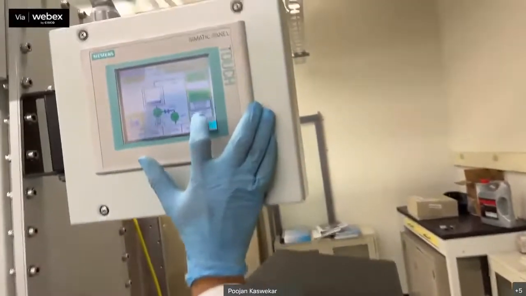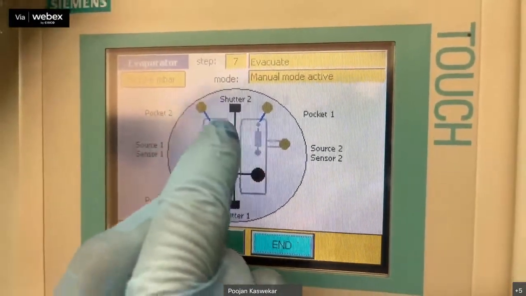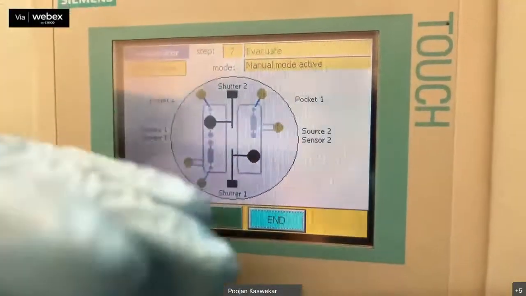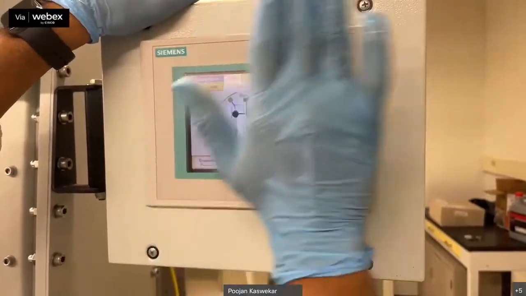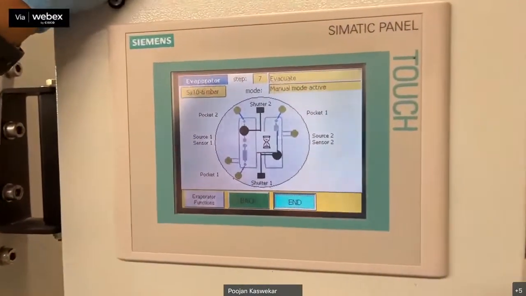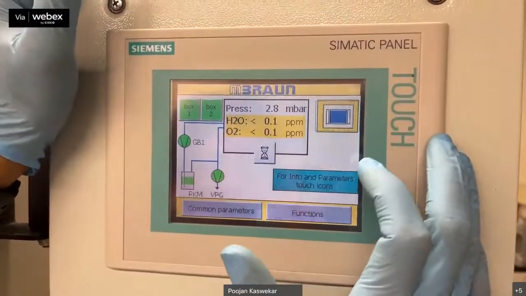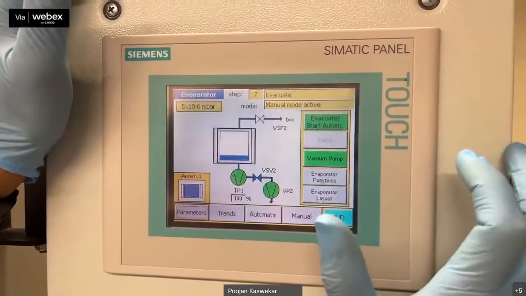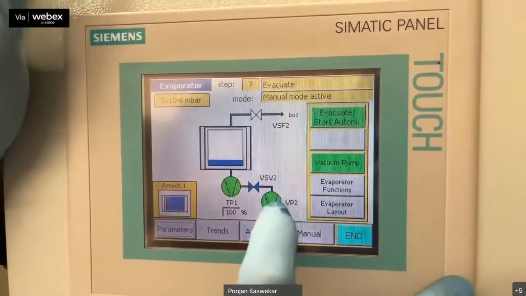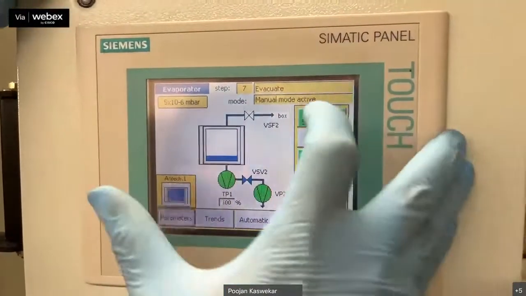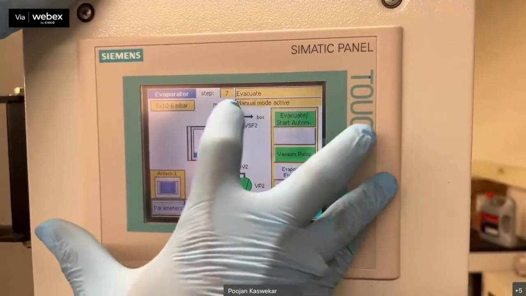Meanwhile, if you can see the layout here, this pocket 2 is my silver pocket. Right now, I'm closing the shutter. Once my power is reached, I'll open the shutter, so the silver starts deposition. This CP1 is the turbo pump. It rose to 100%. And this is vacuum pump 2, which is at the back of the machine. And this valve is used for refilling the evaporator. Once we want to take out the samples, we will refill it.